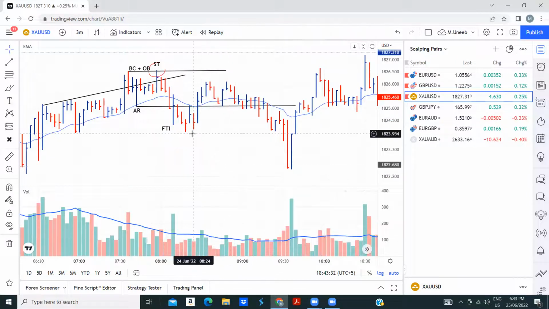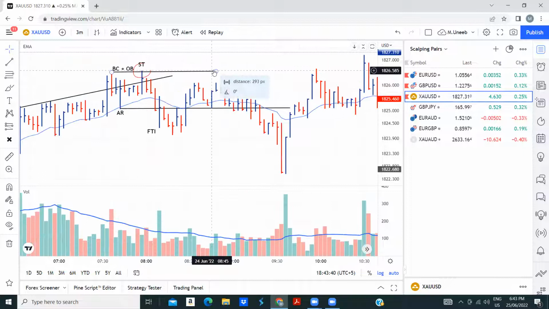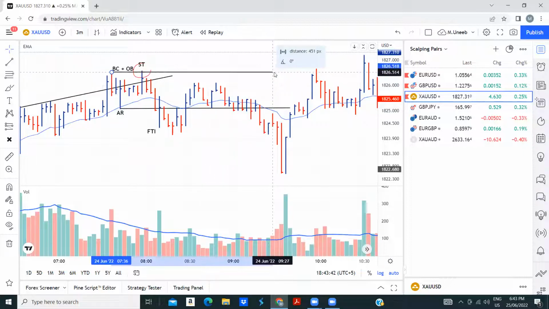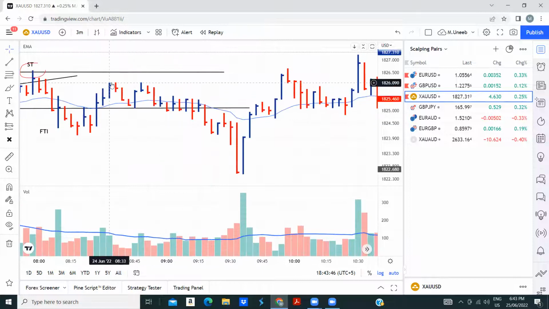Okay. FTI. And now the price goes up here. After falling through ice, the price goes up here. And we have this reference point, number one. Number two reference point is this one. And here the price fails, came back down, and then it came back here again. This is the third reference point.